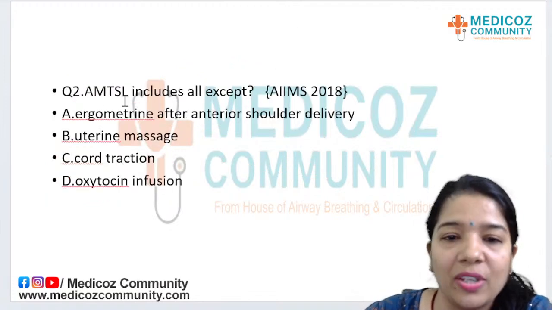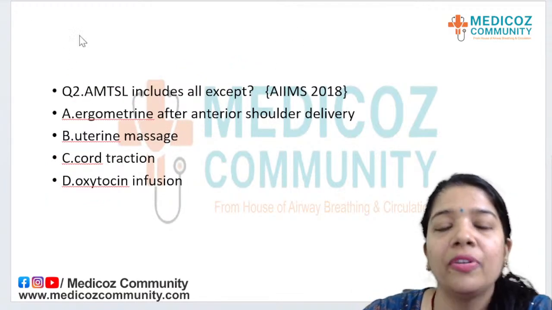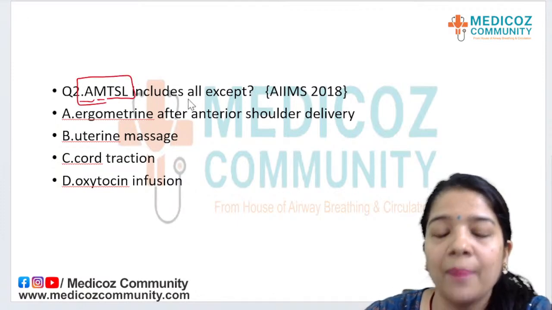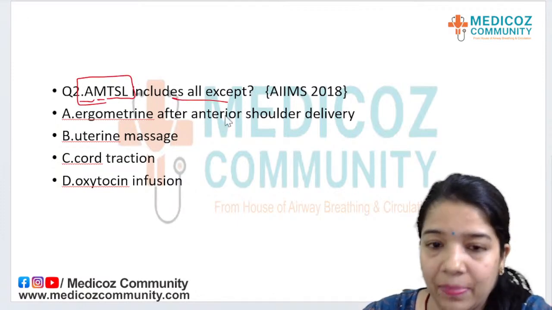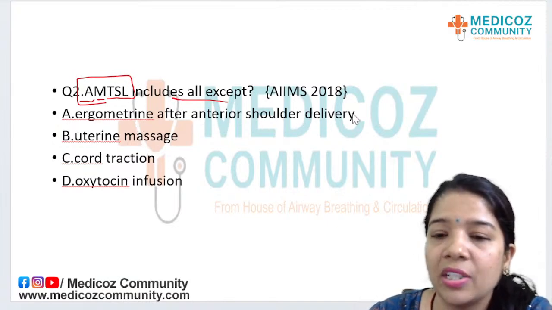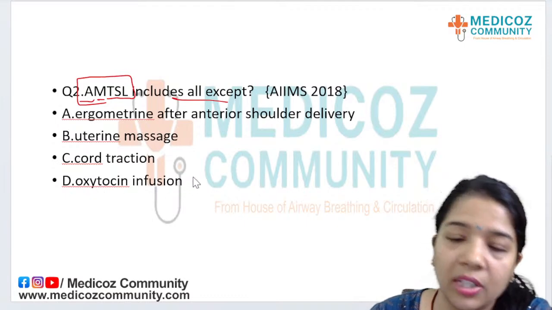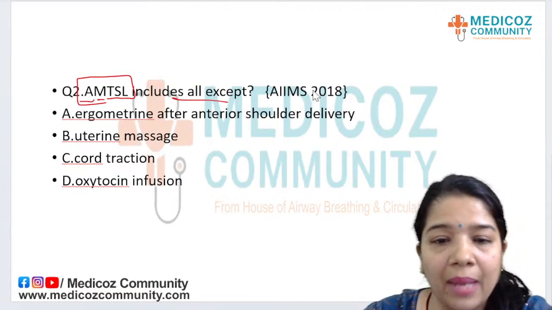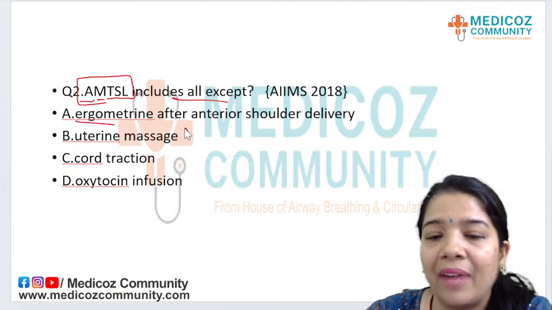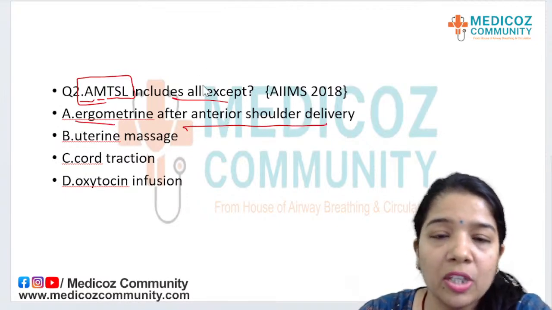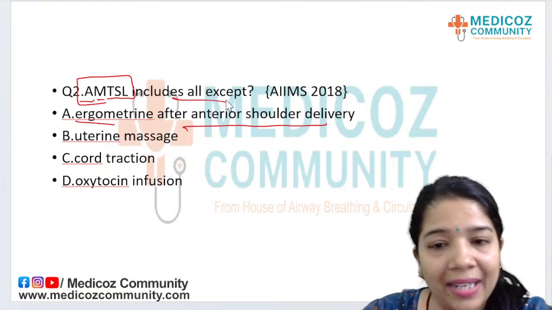Moving on to the second question. Active management of 3rd stage of labor, that will include all except: ergometrine after anterior shoulder delivery, uterine massage, cord traction and oxytocin infusion. It's again a question from AIIMS. So remember ergometrine after anterior shoulder delivery. Always the uterotonics should be given after the delivery of the anterior shoulder.